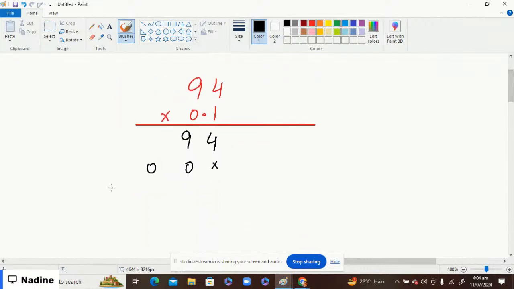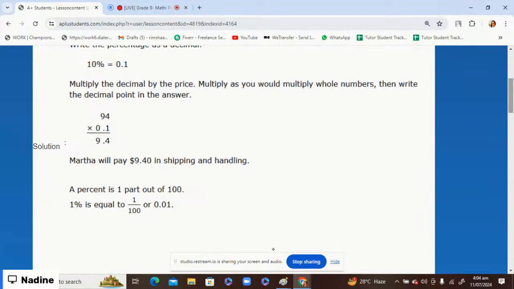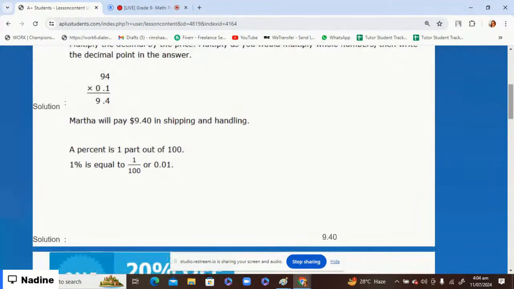It's 4, 9 and 0. The 0 contributes nothing, so it's 9.4. So $9.40 is the shipping and handling. This is the answer.